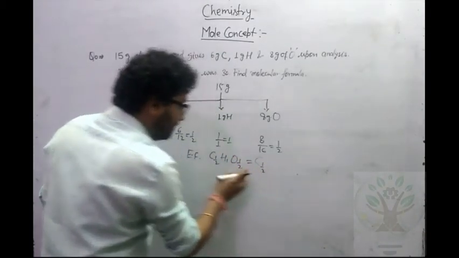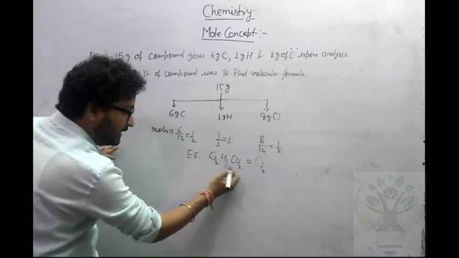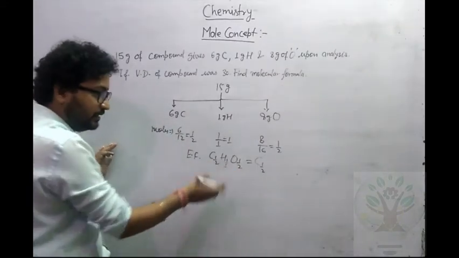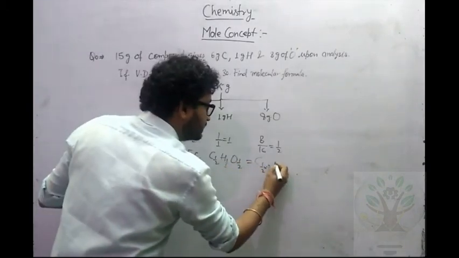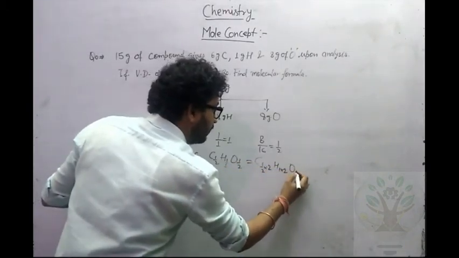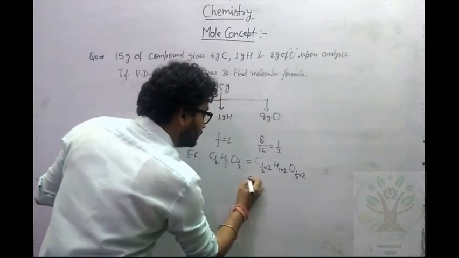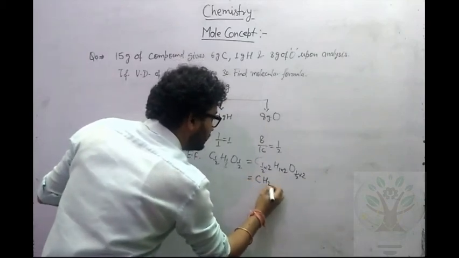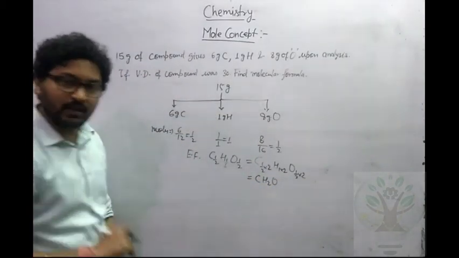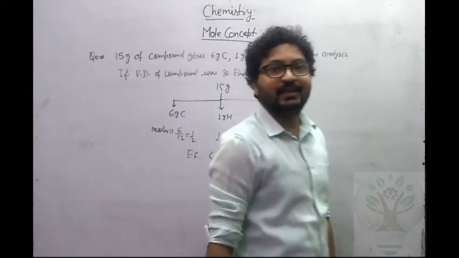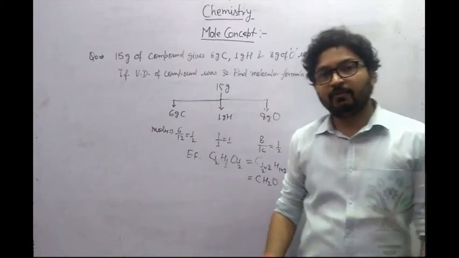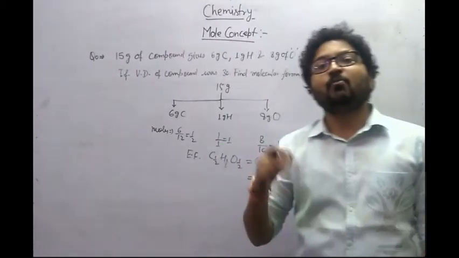Why? Because whatever C, we multiply with the LCM of the denominator. So the LCM of 1, 2 and 2 is 2. So multiply it with this: C half, H1 into 2, O half into 2. So it will come as CH2O. Okay. Now, what is the use of giving vapor density? Why have they given vapor density to us? They gave vapor density just to find the molecular weight.